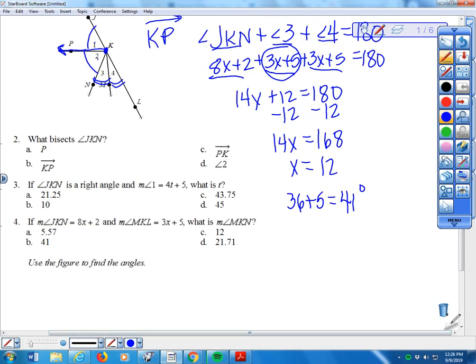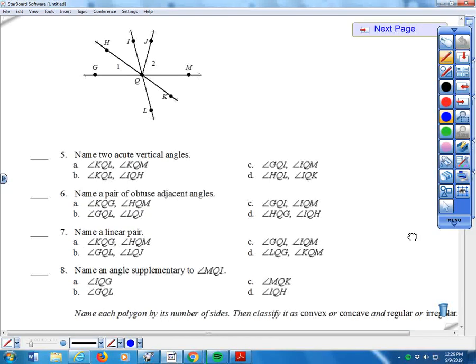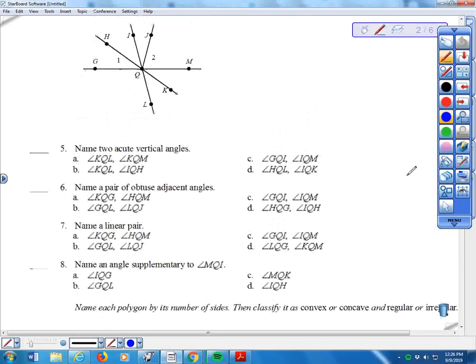Maybe it'll take me to the next page. All right. Name 2 acute vertical angles. Well, I need to understand what acute and vertical mean. Acute means less than 90. Vertical means 2 angles created by 2 intersecting lines. So this would be an example of 2 acute vertical angles.